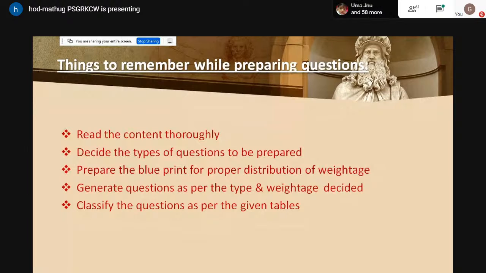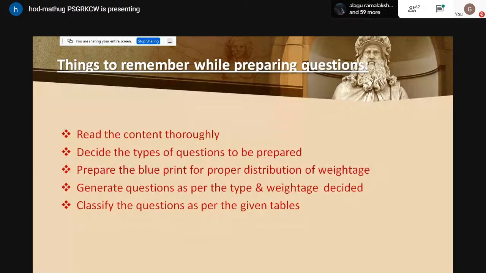Next question: state and prove the theorem. Then define. No such cases. I'll just go through the syllabus, or write short notes on cell division. Like that, don't do it. Read the content thoroughly and decide the types of questions to be prepared.